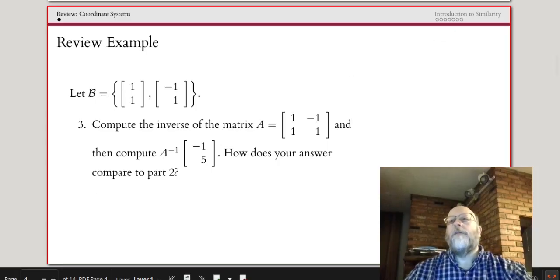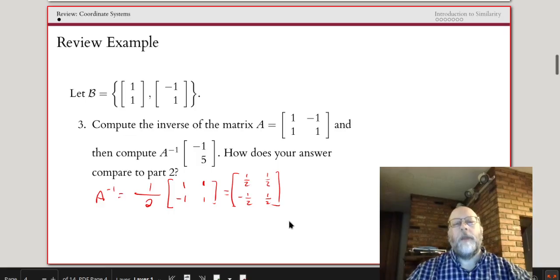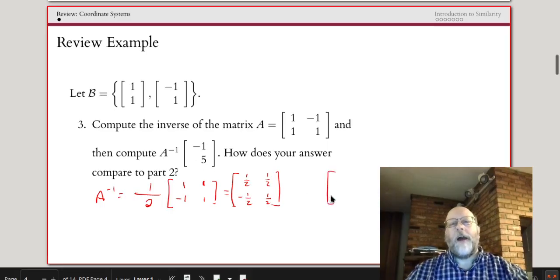So let's do that. A inverse is 1 over the determinant. 1 minus negative 1 is 2. The main diagonal switches places, but they're both 1, so you can't tell. The other diagonal changes sign, so this becomes 1 and this becomes negative 1. And so we get 1 half, 1 half, negative 1 half, positive 1 half. And now we're going to take this matrix and multiply it by negative 1, 5.